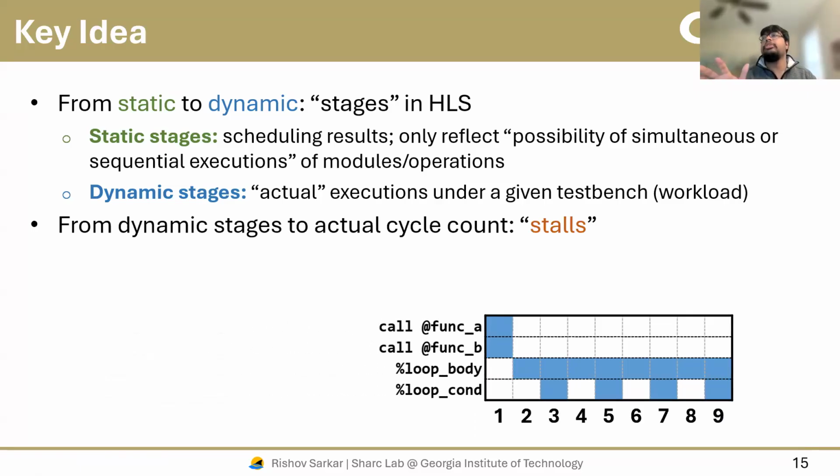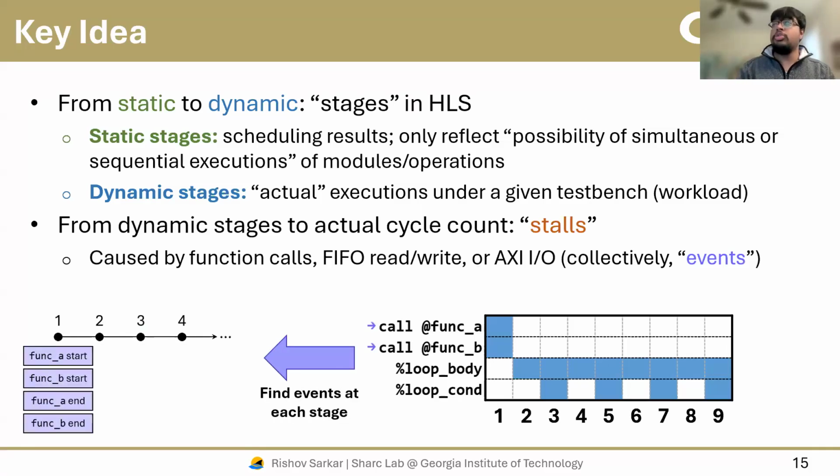Because then next, this is almost the total number of clock cycles in a particular function, but then we have to deal with stalls. So the dynamic schedule exists per function, and when you have interactions between functions like function calls or reads and writes to FIFO channels or I/O with external memory, AXI I/O, I call these events. These are potential places that the schedule might stall because it has to wait for something else.